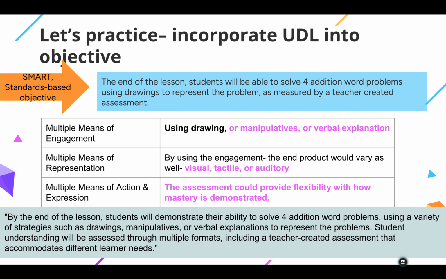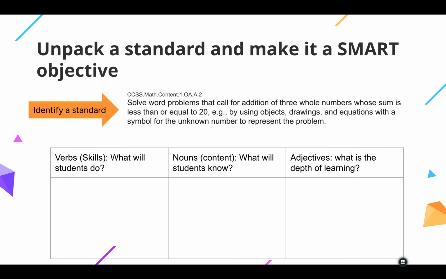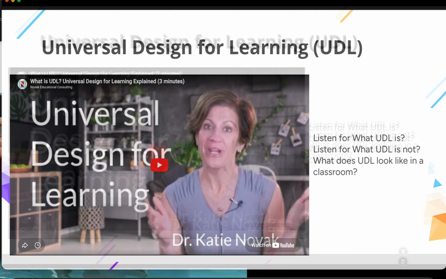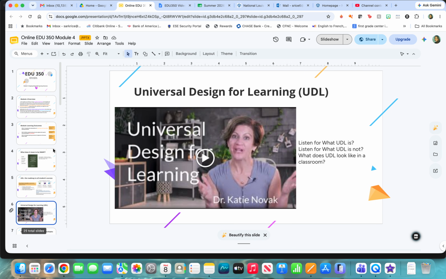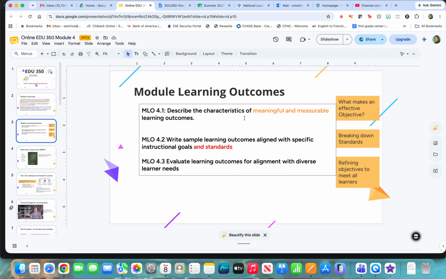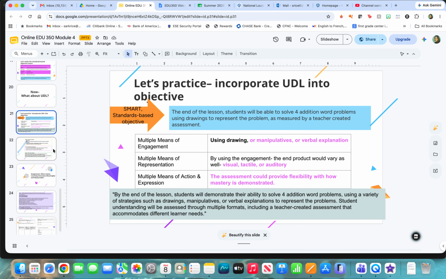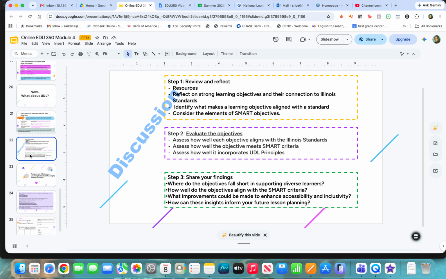Remember, if we go back to the beginning, our objectives need to be not only SMART, right, meaningful and measurable, aligned to the standards, but they also need to meet the needs of all learners. So that is how UDL supports us in meeting the needs of all learners.